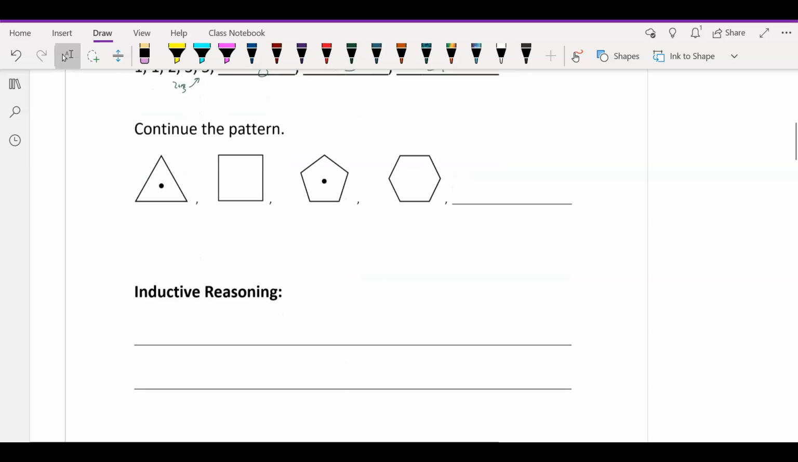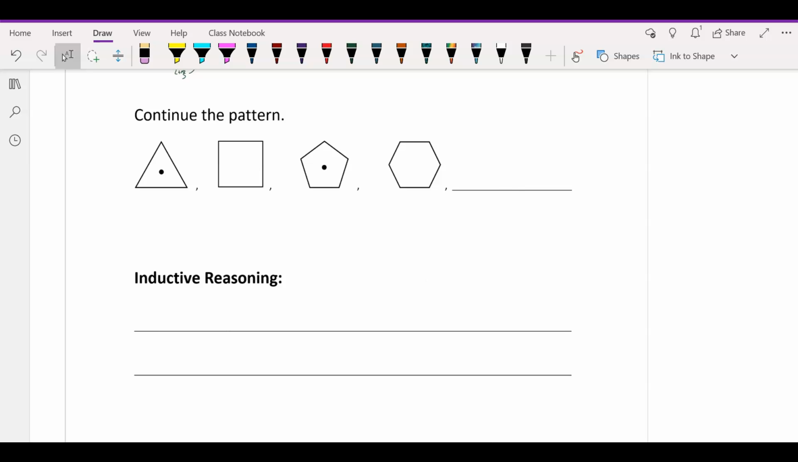Alright, so the next one, continuing the pattern here. So it looks like every other, there's going to be a circle in the center of our shape. Here we have 3 sides, 4 sides, 1, 2, 3, 4, 5 sides, 6 sides. So here we will have a 7-sided shape.